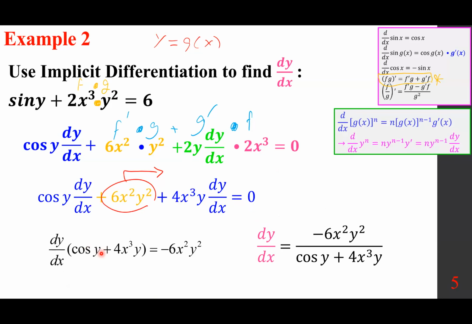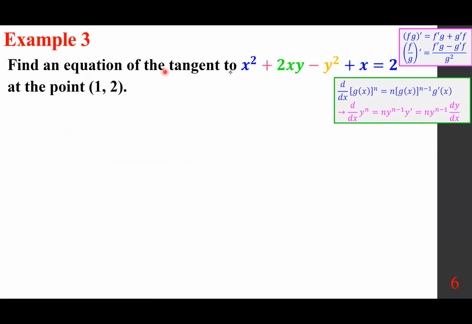Find an equation of a tangent line. 2x squared plus 2xy minus y squared plus x equals 2 at a specific point. We need two things. We need a point, x comma y is given. We also need a slope when we want to find the equation of any line. So for the tangent line, how do we find the slope? We find y prime or dy dx.